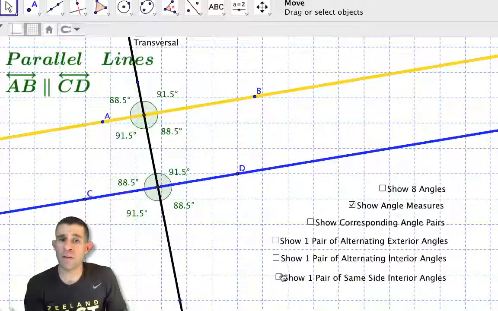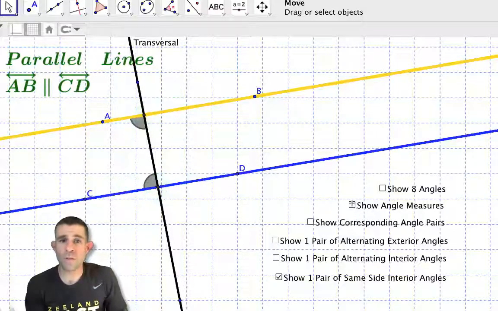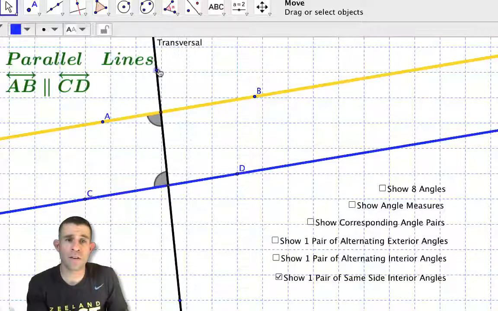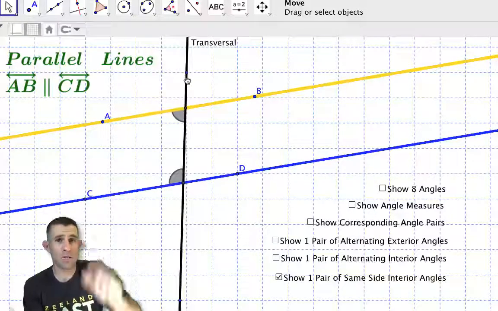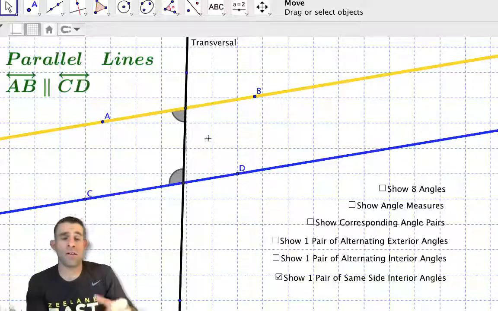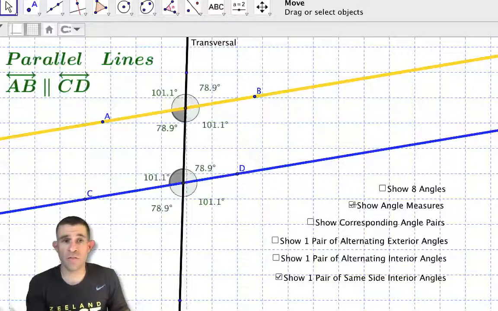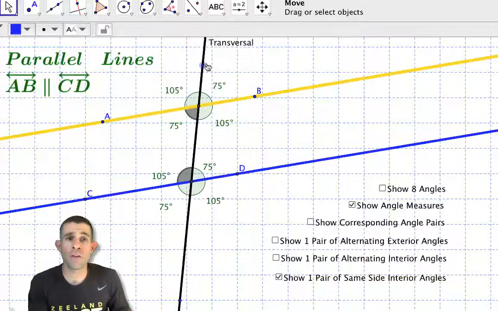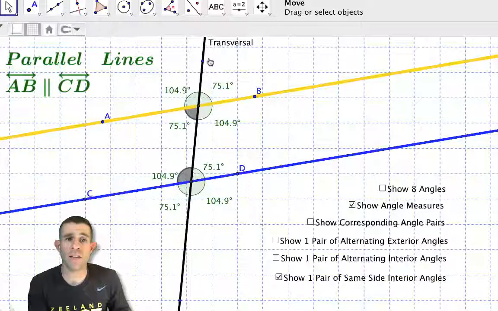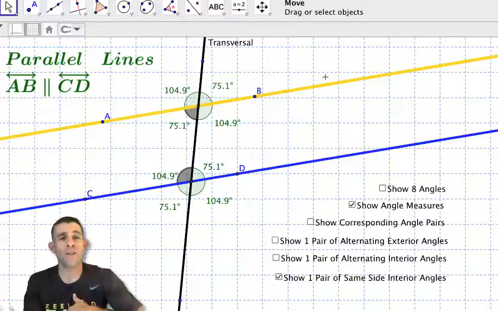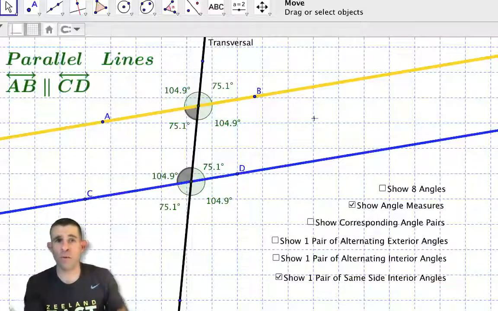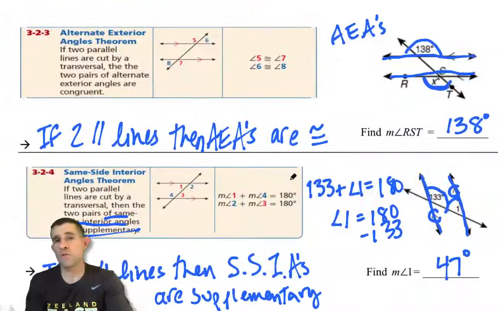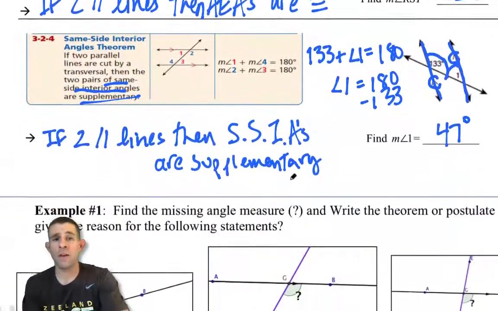Now let's try our same side interior. So remember here, our same side interior angles are in between our parallel lines, and they are on the same side of the transversal. So if I show my angle measures now, you'll see that these guys are actually not congruent to each other, but they are supplementary. Let's see if I can get that exactly. Ooh, right on. So 104.9 and 75.1, those guys add up to equal 180. So these are some of the truths about parallel lines that are cut by a transversal.